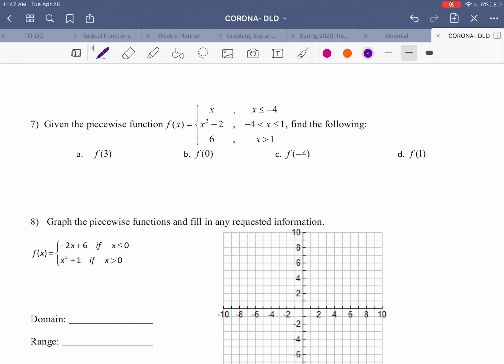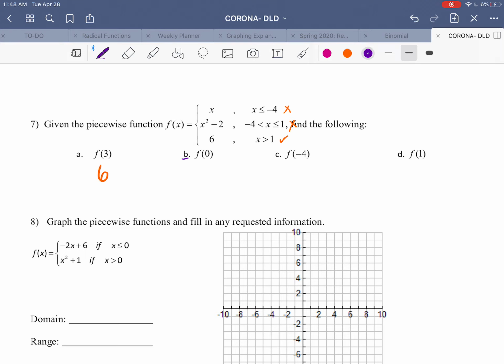All right, so given the piecewise function, this lovely function, find the following values. So we want to see when we have 3, f of 3, which one of these is 3 going to fall into? Is 3 less than or equal to -4? No, so it's not going to go in there, so it's not that one. Is x in between -4 and 1? No, it's not. But it is greater than 1. So that means that the answer is going to be 6.